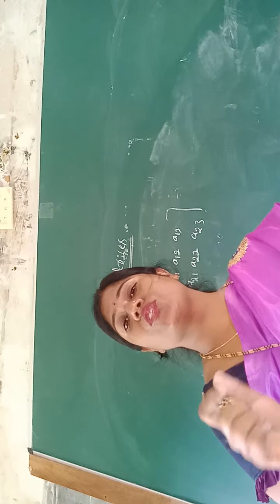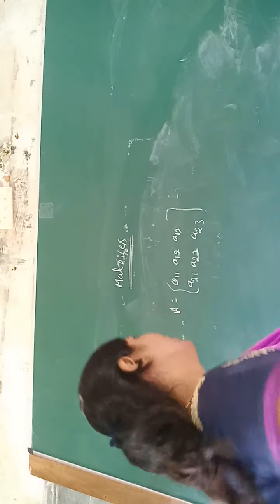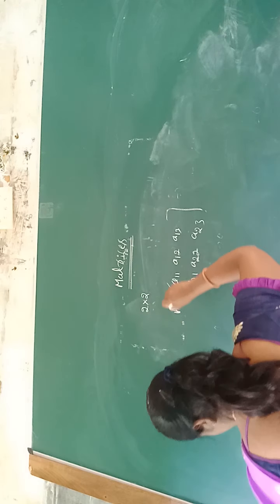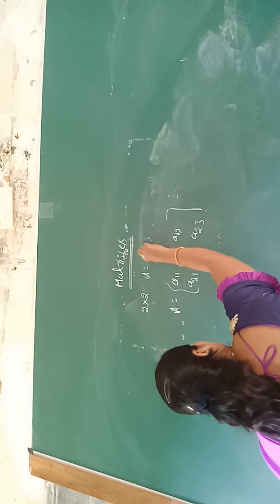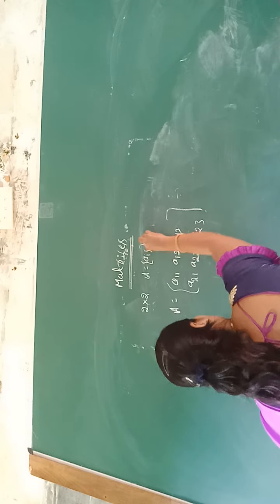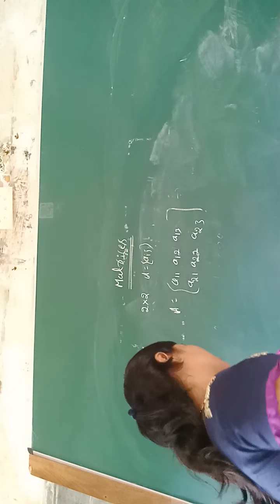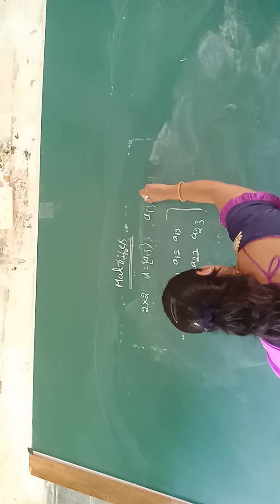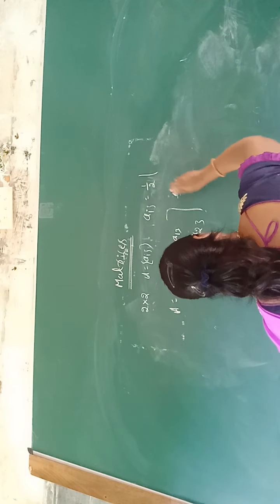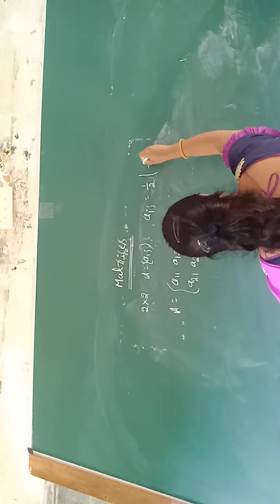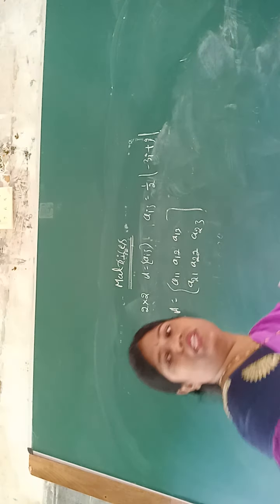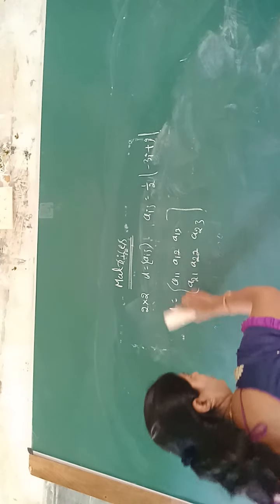Construct a 2 cross 2 matrix A is equal to Aij, whose elements are given by Aij is equal to 1 by 2 modulus of minus 3I plus j. This one is a very important question.